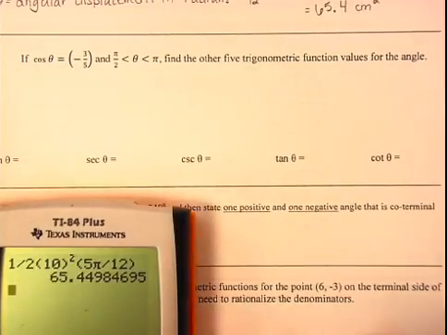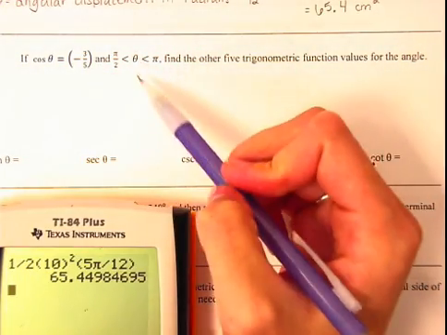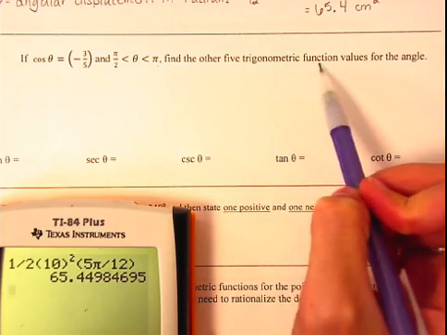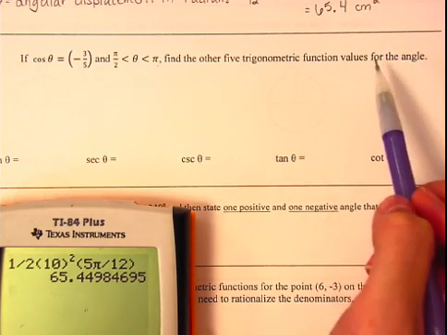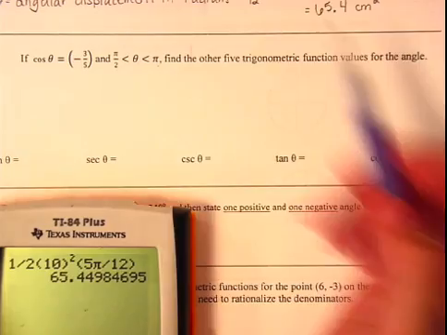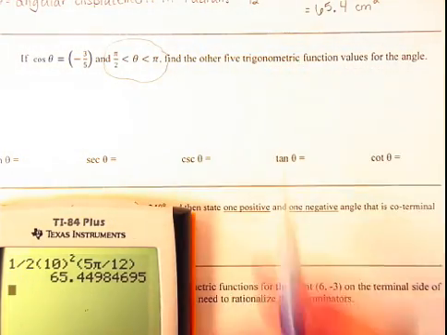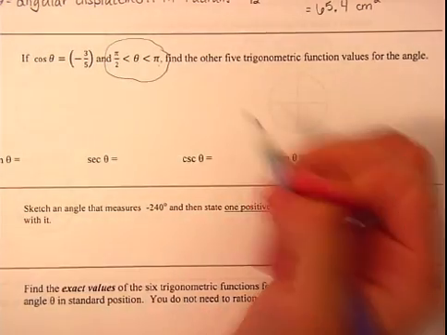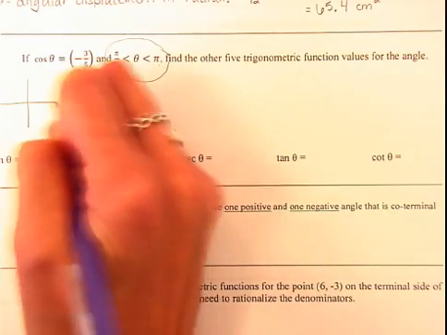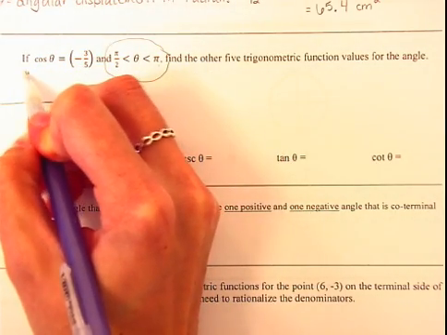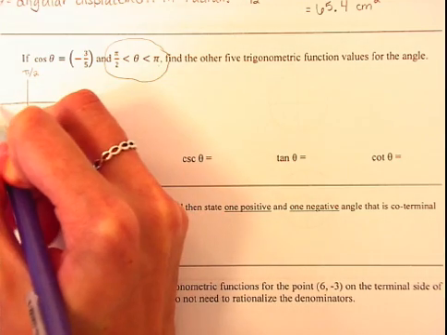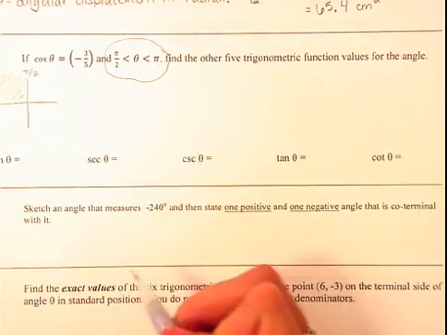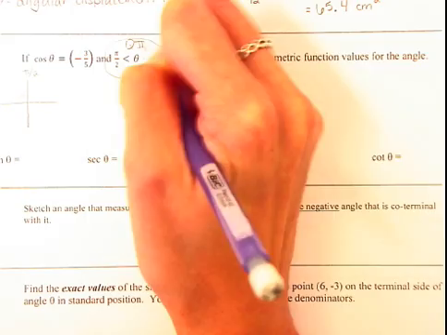If cosine of theta equals -3 over 5, and theta is between pi over 2 and pi, find the other 5 trig functions for that angle. Okay, now the first question I always ask you is, where is it? Well, this right here tells me where I am. Theta is my where-is-it answer. So between pi over 2 and pi, if I know that pi over 2 is the positive y-axis, and pi is the negative x-axis, I know it has to be somewhere in the second quadrant. So I know it's in quadrant 2.